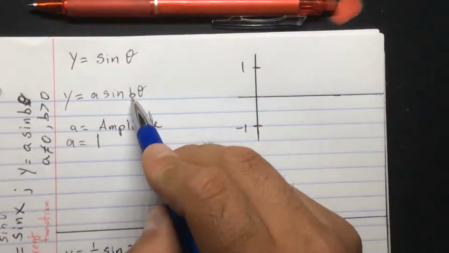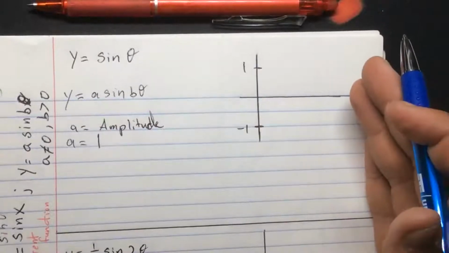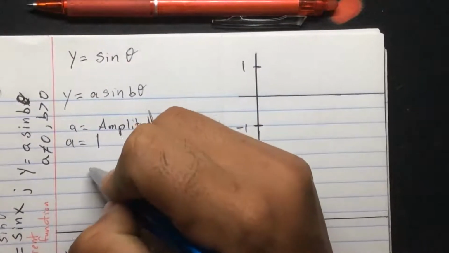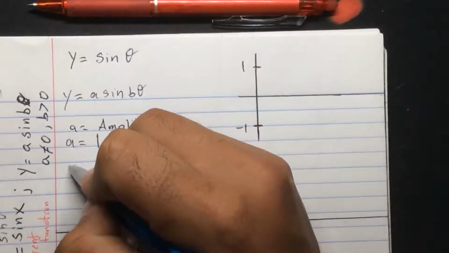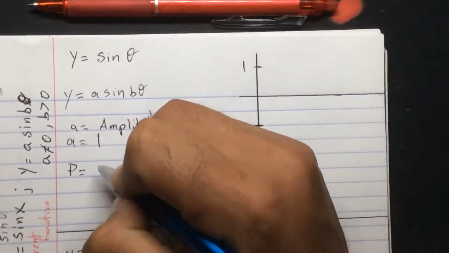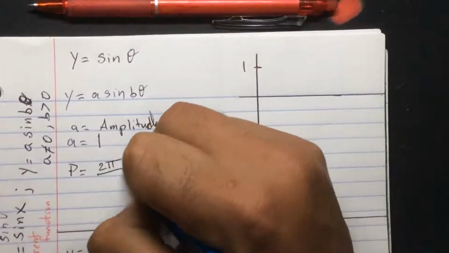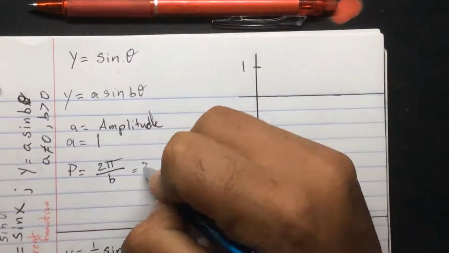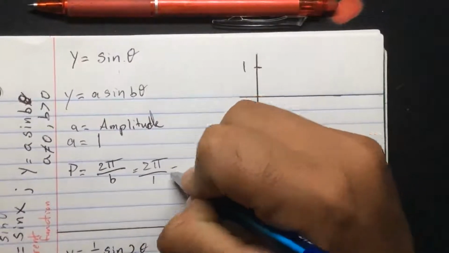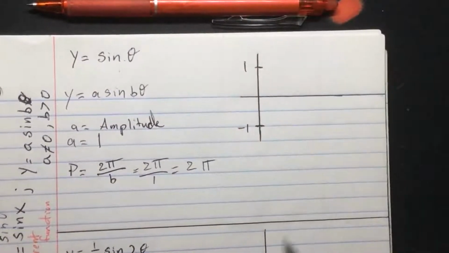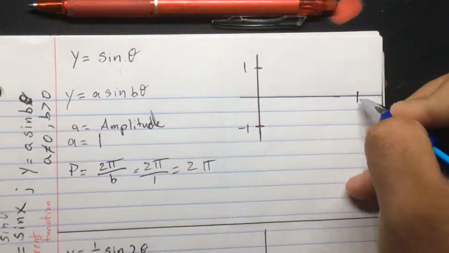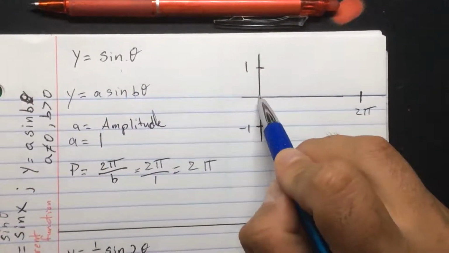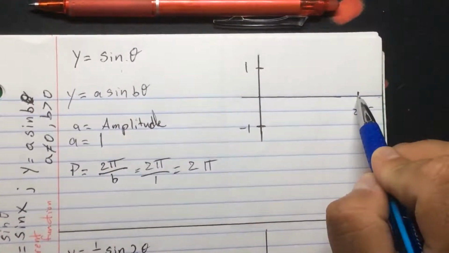And then our b is going to determine our period, or the cycle that we're going to use. Usually the period is 2 pi divided by b, but our b here is 1, so it's just going to be 2 pi divided by 1, which is equal to 2 pi. So I know my distance here is going to go to 2 pi. We're going to start from 0 and go to 2 pi.